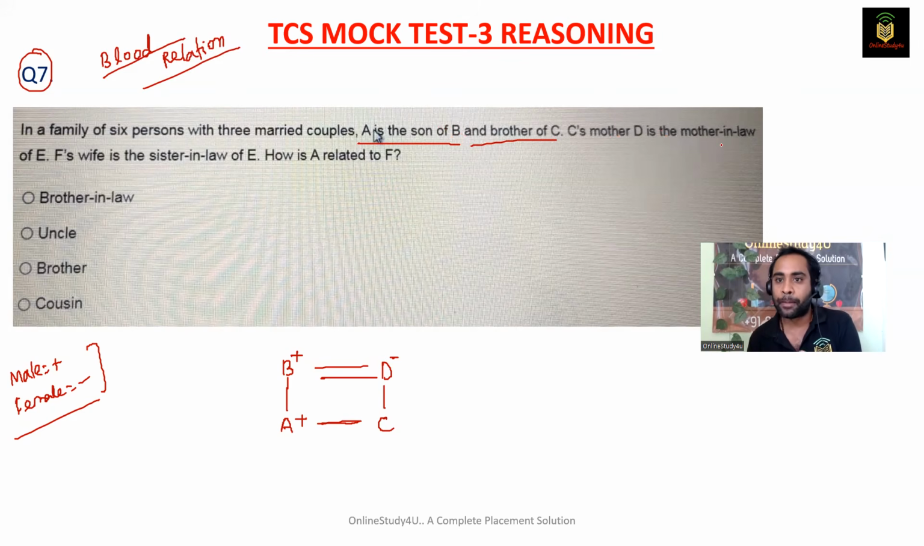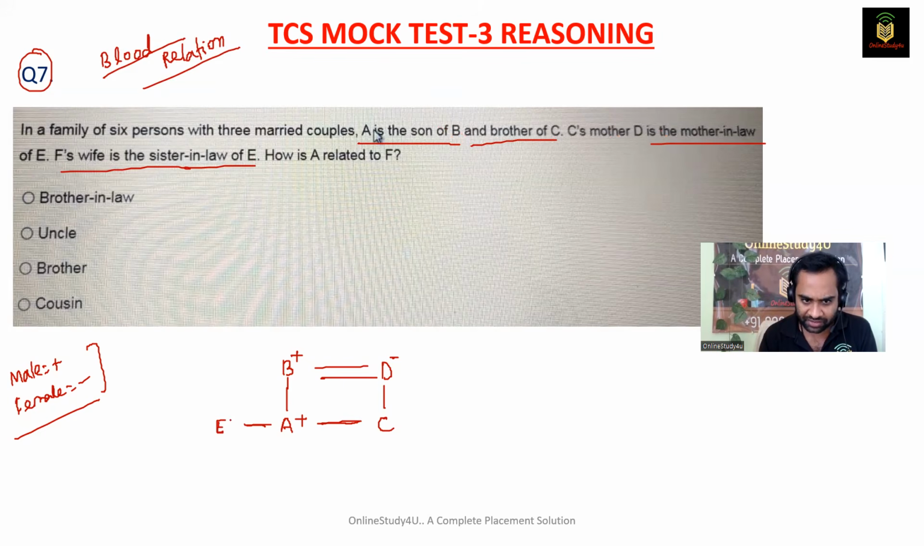C's mother D is the mother-in-law of E. F's wife is the sister-in-law of E. Now I will put E here. Let us try to understand here, no problem, just take some time. Husband and wife means both. And I will put F here. Now, what they are telling is, C's mother D is the mother-in-law of E.